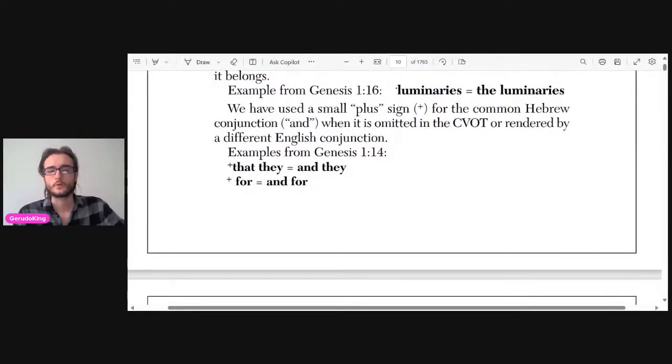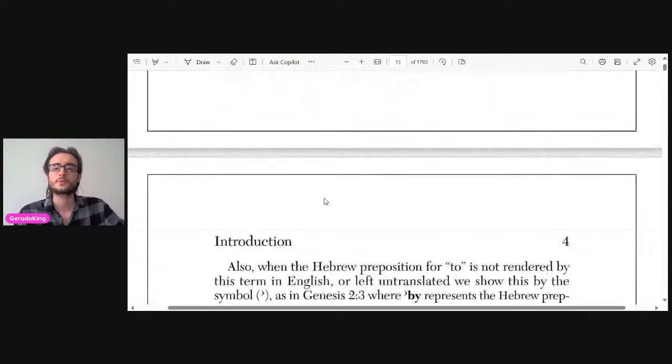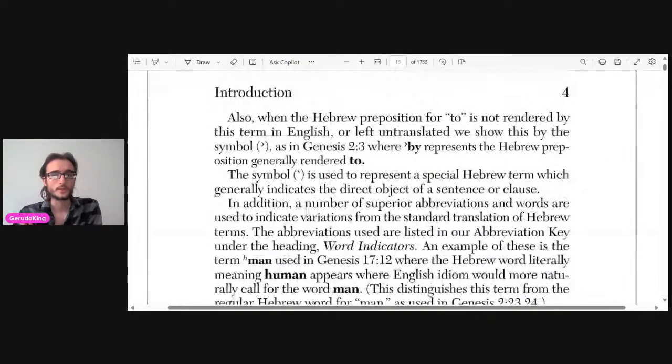For is and for. Also, when the Hebrew preposition for to is not rendered by this term in English or left untranslated, we show this by the symbol that. It looks like a greater than sign or less than sign, however. As in Genesis 2:3, where that sign appears with by representing the Hebrew preposition generally rendered to. The symbol that's like a forward apostrophe is used to represent a special Hebrew term, which generally indicates the direct object of a sentence or clause.